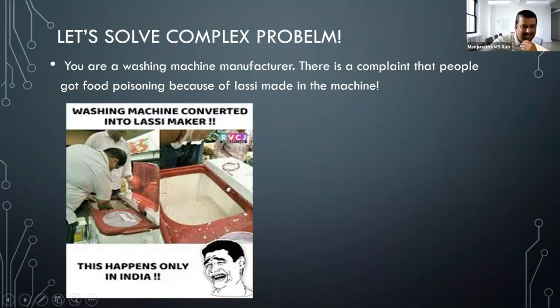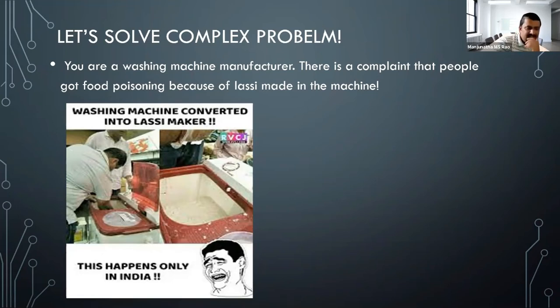This typically happens in India, right? We call it jugaad. So what do you think you can do as a head of product for this kind of problem? It happens, right? Your product is meant for something else, but people are using it in a different way, and they get into a problem, and you get into the problem because you own the brand or you own the product. What do you do?